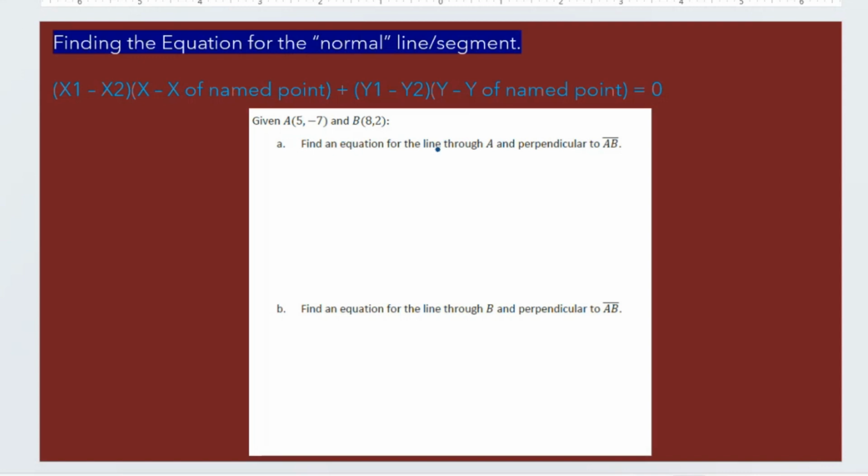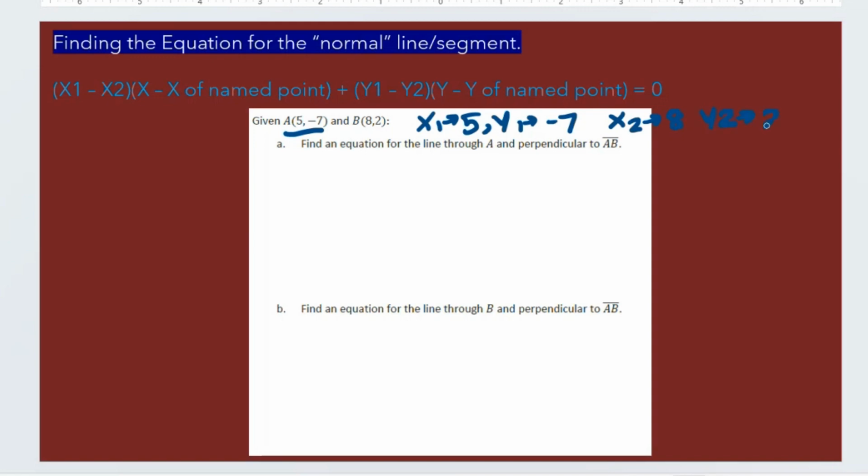So find the equation for the line through A, here we're given a point A, and perpendicular to segment AB. So I remember that a normal line segment is perpendicular. So this is my first point A. So x1 is going to be 5. y1 is going to be -7. And then x2 is going to be my second point there, it's 8. And my y2 will be 2.